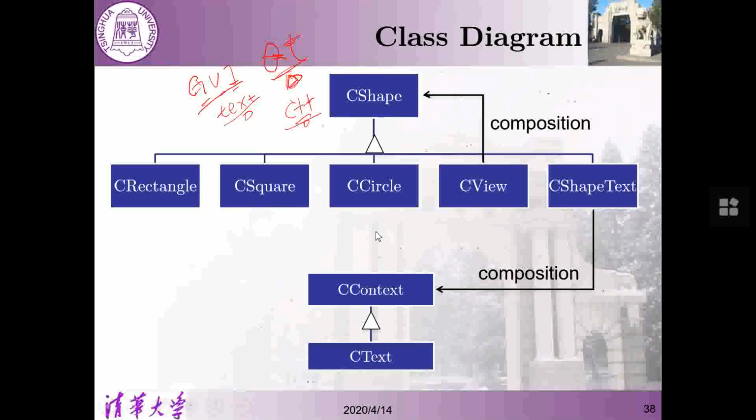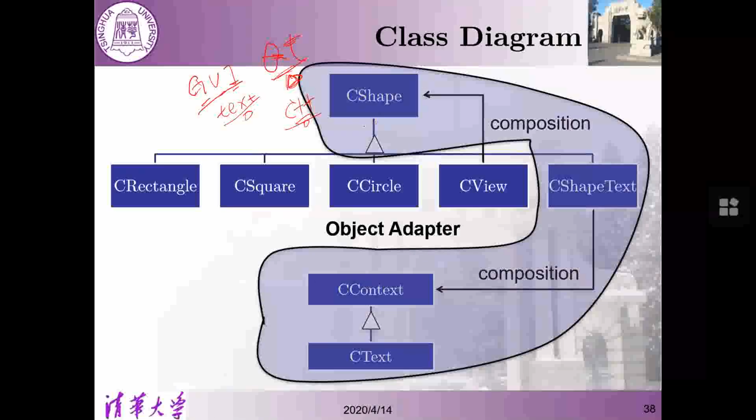Then this is the class diagram of this viewer system, and we have this C shape base class, and C view actually is also a derived class of C shape. However, in C view there is a vector of C shapes, right? There's a draw function that is overridden in C view, and then in C view we can enumerate all the C shapes, then draw all the shapes, right?